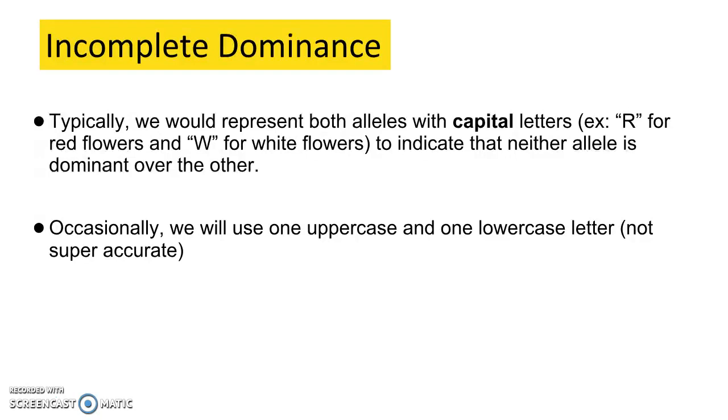Okay. Now, usually with cases of incomplete dominance, we're going to use capital letters to represent both alleles to show that neither one is dominant over the other. Like we might use a big R for red flowers and a big W for white flowers. Sometimes you'll see examples where you have one uppercase letter and one lowercase letter, but I don't really like that system because it does imply that one is dominant over the other, which is not the case.